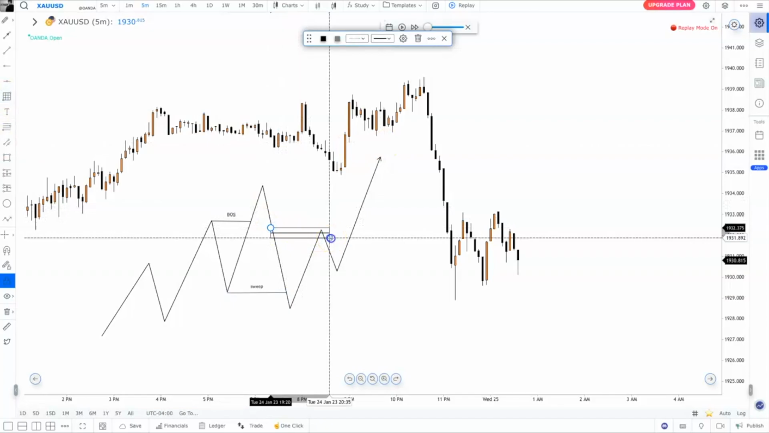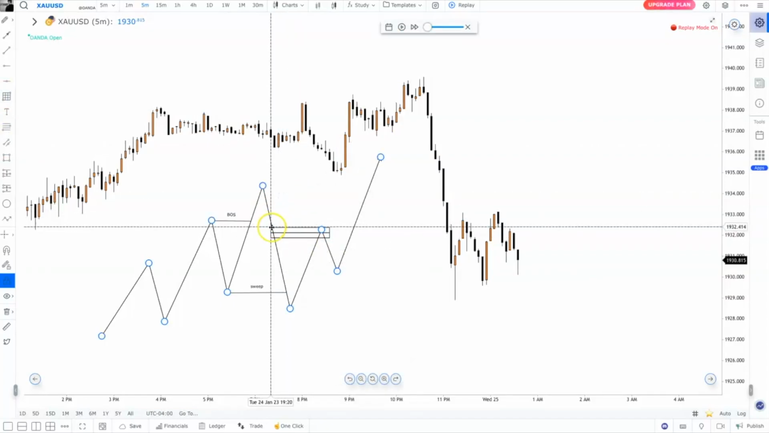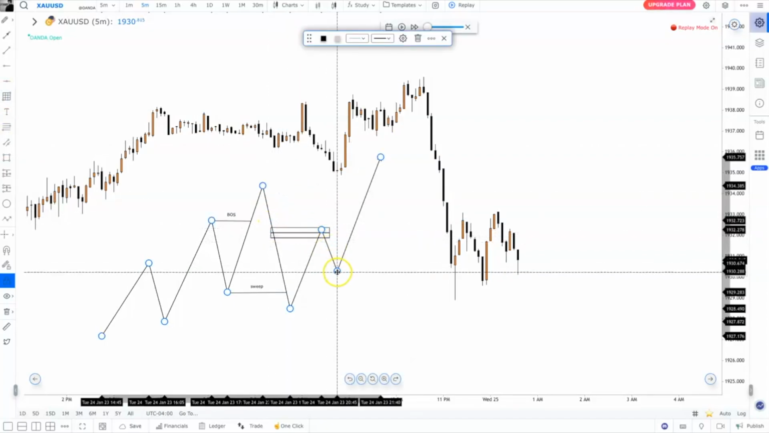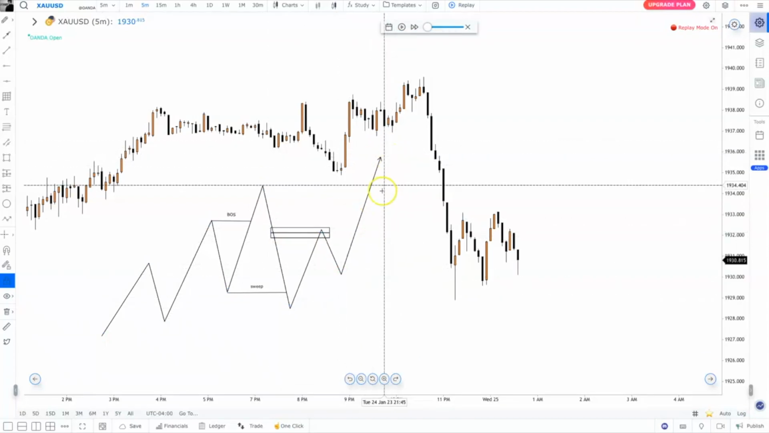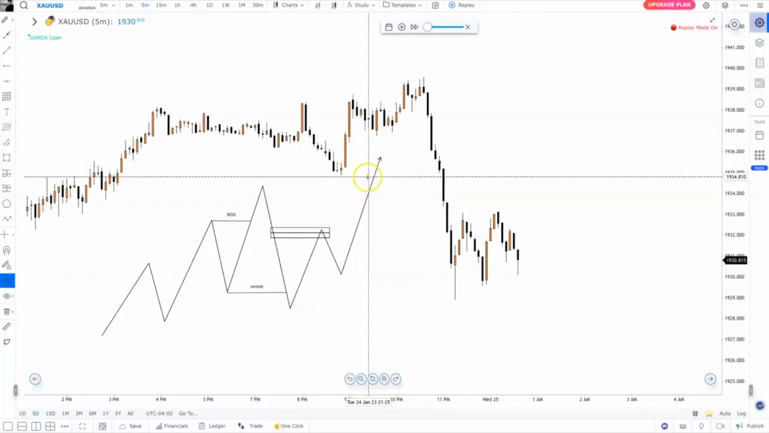Smart money concept traders are going to be looking for maybe an order block somewhere there so you can go for the sell, aiming maybe at this low, but in reality the market will just go ahead and create another BOS to the upside. These things happen a lot.